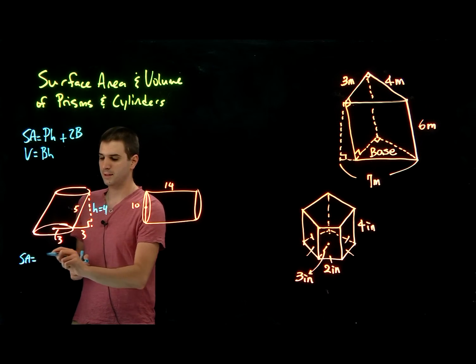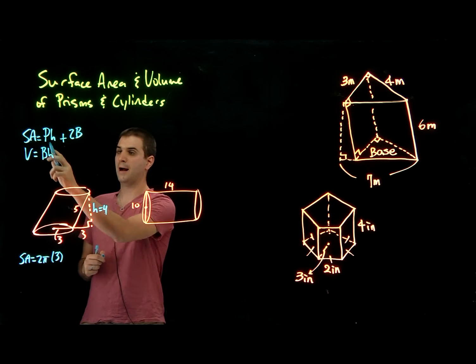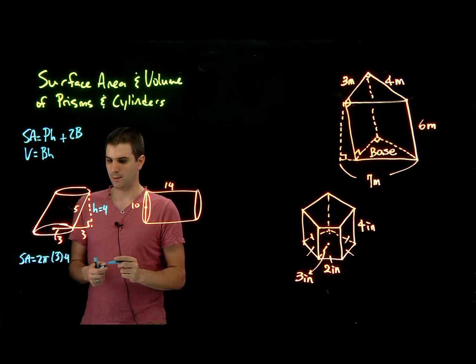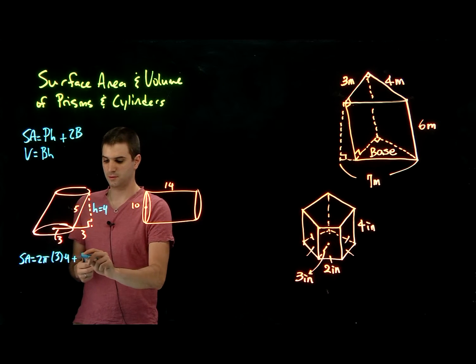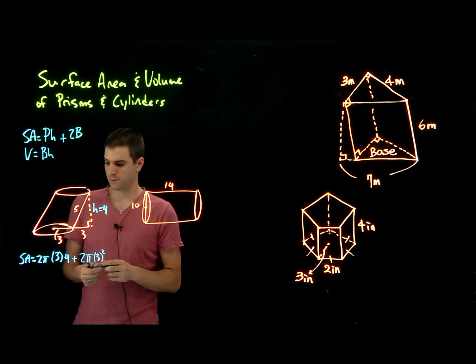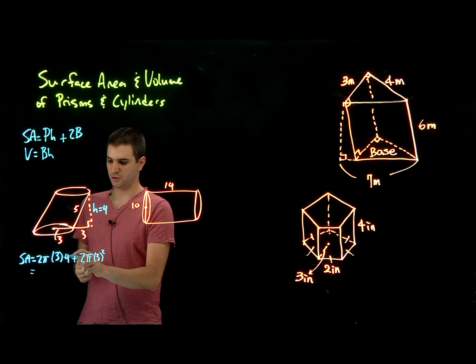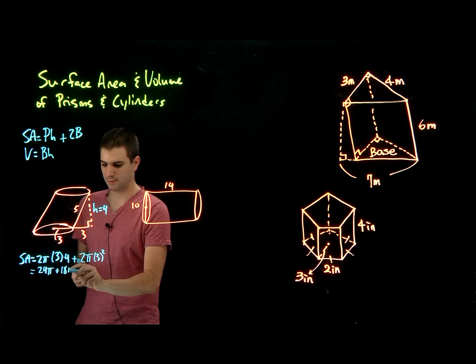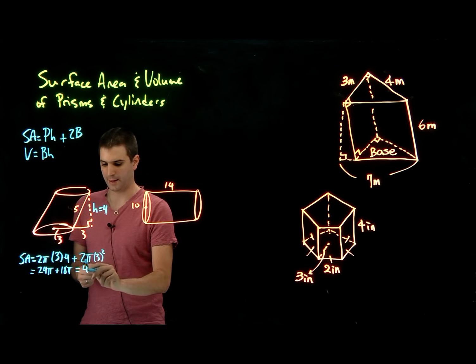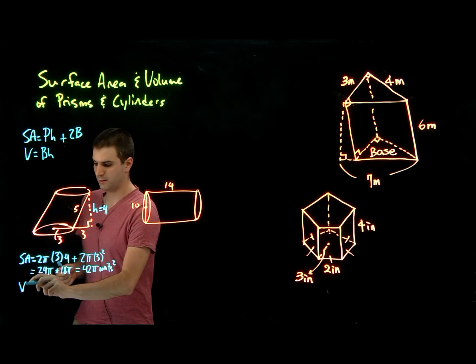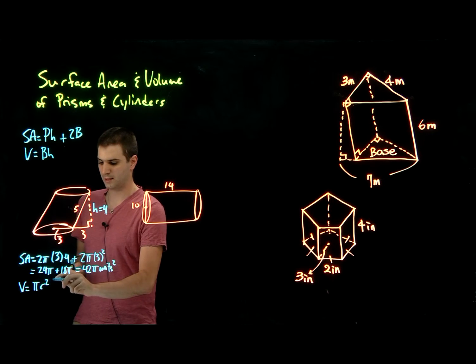So surface area equals perimeter, which is 2 pi times r. 2 pi r is the perimeter of a circle, times the height, which is 4. Plus 2 times the area of the base, which is pi times r squared. So surface area equals 24 pi plus 9 times 2 pi is 18 pi, which equals 42 pi units squared.